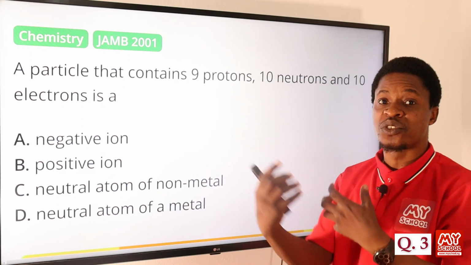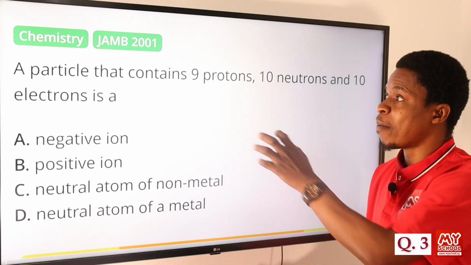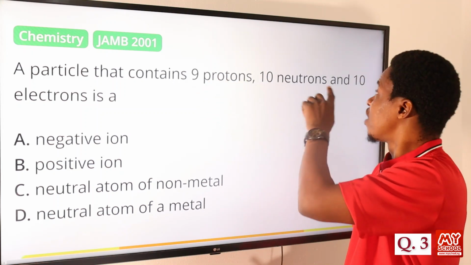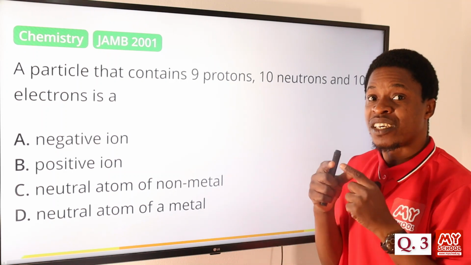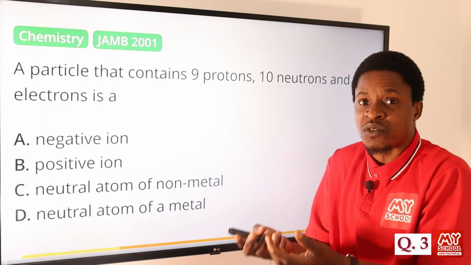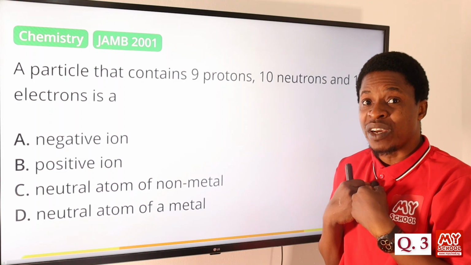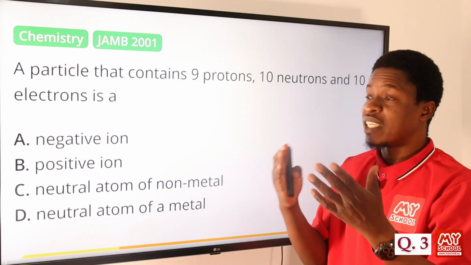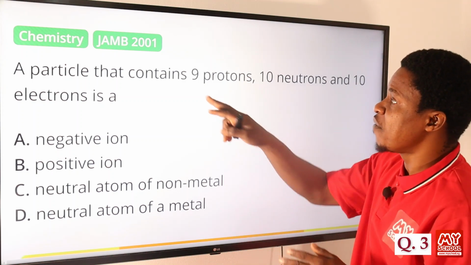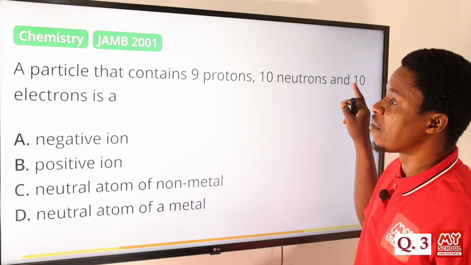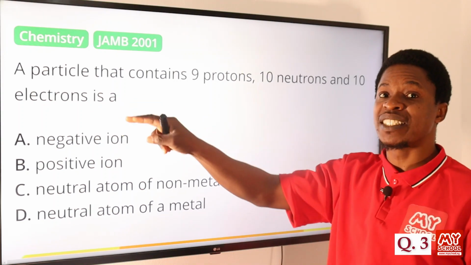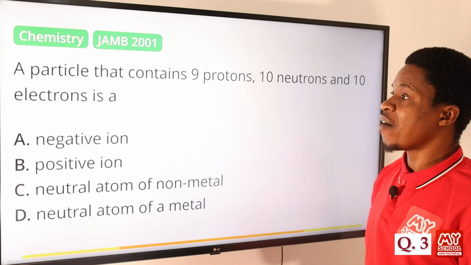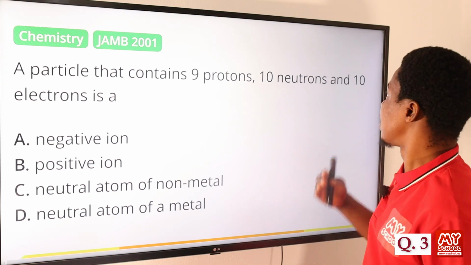Because it's usually electrons that are lost, the number of protons remains 9. The number of electrons is 10 because that particle has actually accepted 1 electron, maybe from a neighboring party. So what we are looking at now is that we have 9 protons here and 10 neutrons here, but the number of electrons that is more is 10.